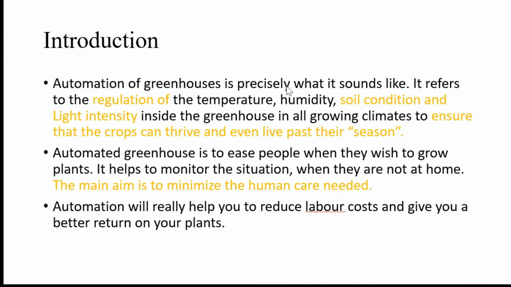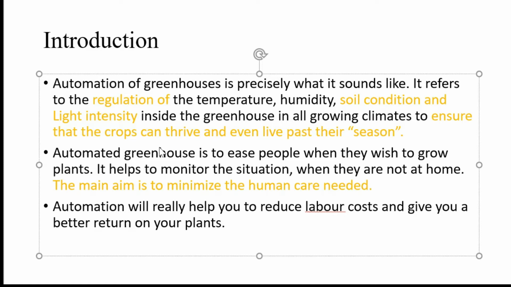Since automation is making things automatic, in this case it means regulating different parameters that aid plant growth so that plants can live past their natural season. At a small scale, let's say at home, it can minimize the human care needed. It basically reduces the amount of human effort needed to grow the plants. But on a large scale, it can drastically reduce the labor cost and will also increase the quality and quantity of the plants and give you a better return on your plants.